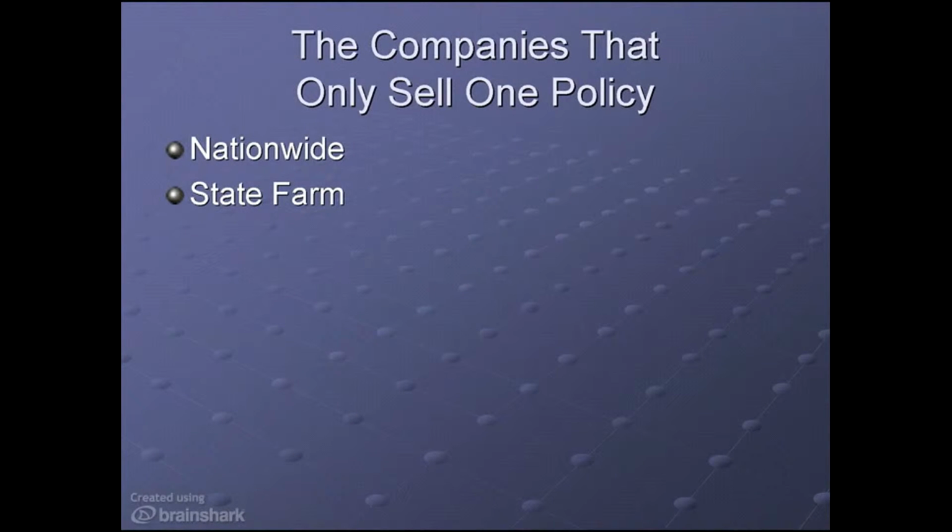Remember we were talking about companies that only sell one policy. Well, Nationwide happens to be one of them. State Farm happens to be another one. Both of these policies are considered to be an HO-3, or all-risk policy. It's their version of that. Now, there are other companies out there, but these are the two major ones.